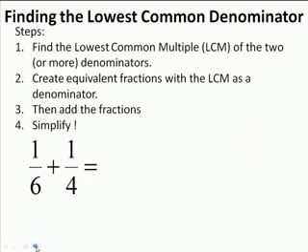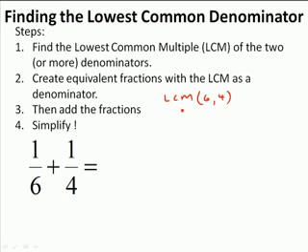Alright, so those steps again. First of all, find the lowest common multiple of the 2 or more denominators. If you've got more than 2 fractions, you have to do it for all of them. Create equivalent fractions with the lowest common multiple as the denominator, then basically add the fractions. So in this case here, 1/6 plus 1/4, I need to find the lowest common multiple of 6 and 4. Now for all those of you saying, oh, it's 24. It isn't actually 24, but I'll show you it doesn't make any difference in a second.